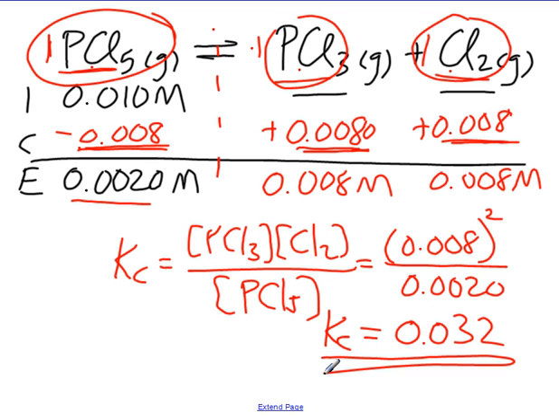Okay? That Kc value is not that big. Does that kind of make sense here? Okay, look at the percentage loss and you can decide whether that actually makes sense or not. All right.